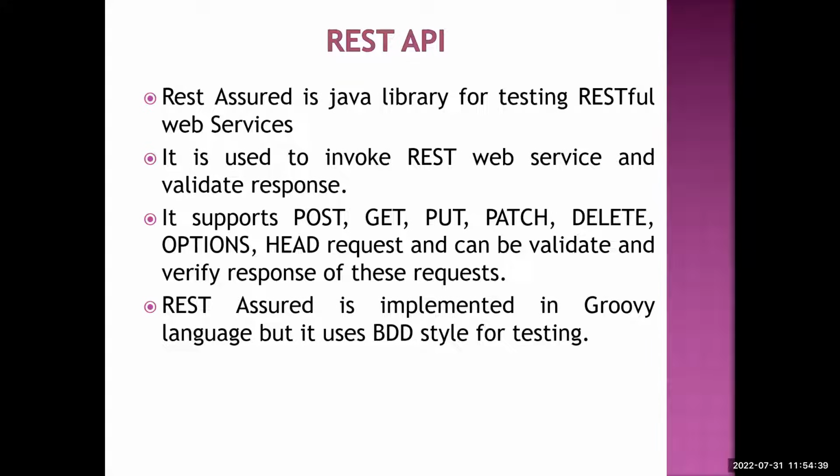So let's see what is REST API. I will be showing you a very simple concept, how we can perform the same testing that we perform in Postman, how we can do the same thing in automation. Let me show you. So first of all, what is REST Assured? REST Assured is a Java library for testing RESTful web services, correct? Now, it is used to invoke a REST web service and validate the response.